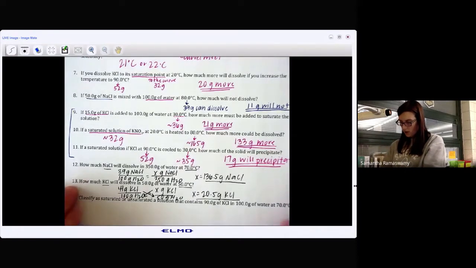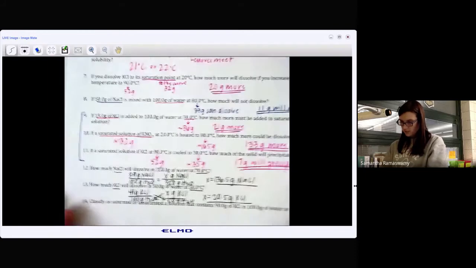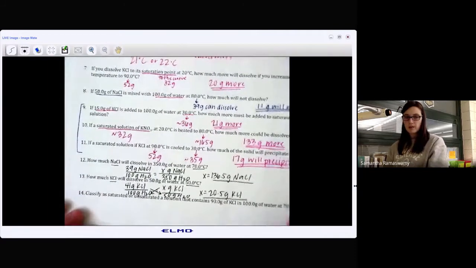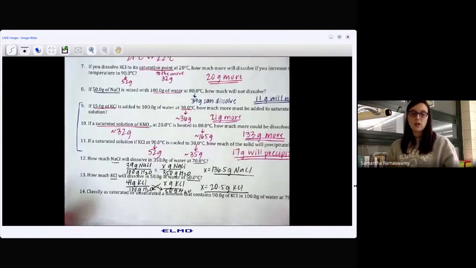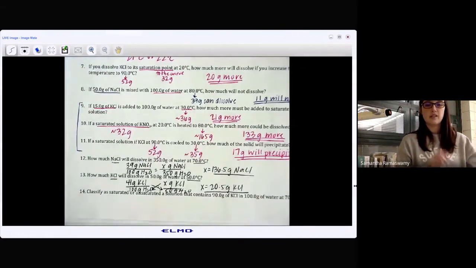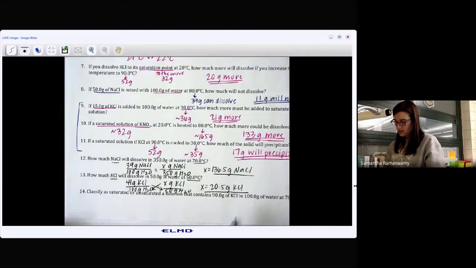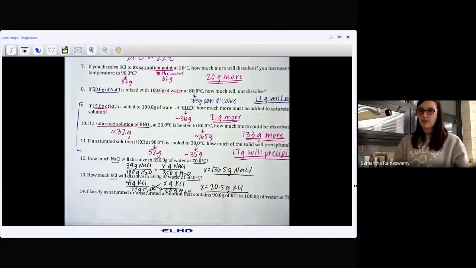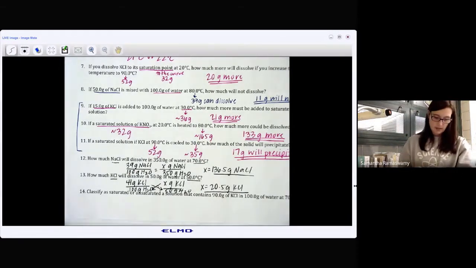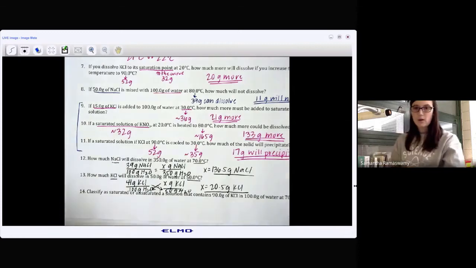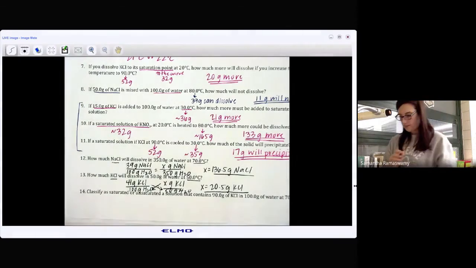I want to look at 14 just really quick because 14, 15, and 16 are similar. So 14 says classify as unsaturated or saturated, a solution that contains 90 grams of KCl and 100 grams of water at 70 degrees Celsius. So now we're back to the 100 grams of water. So now I can just read the curve.